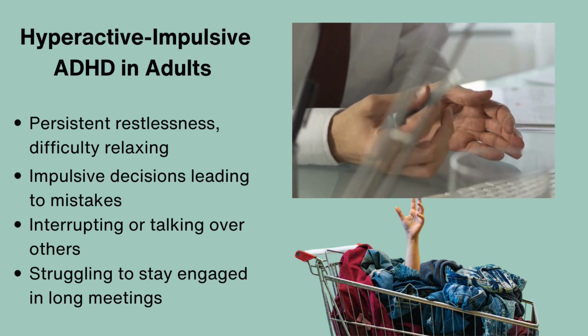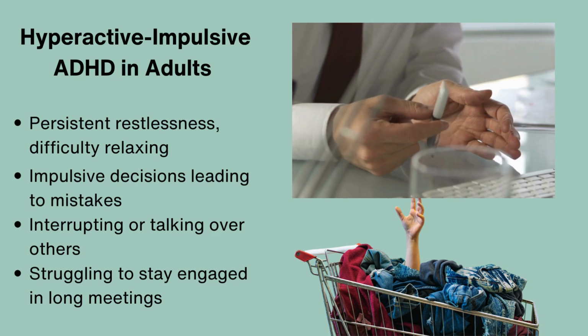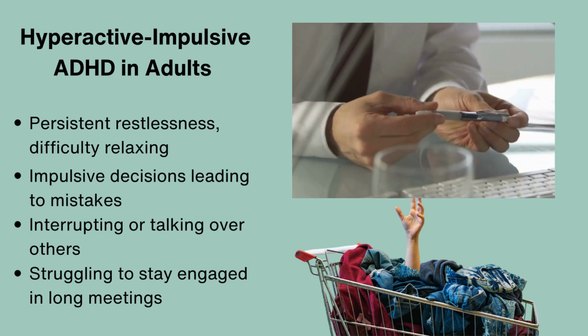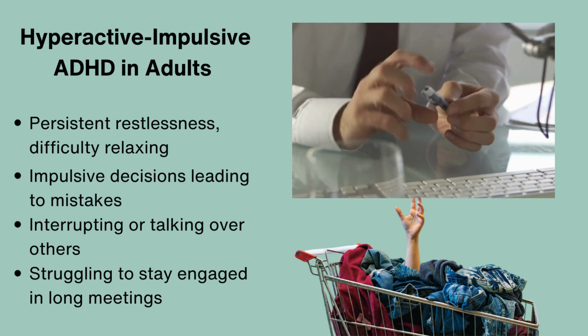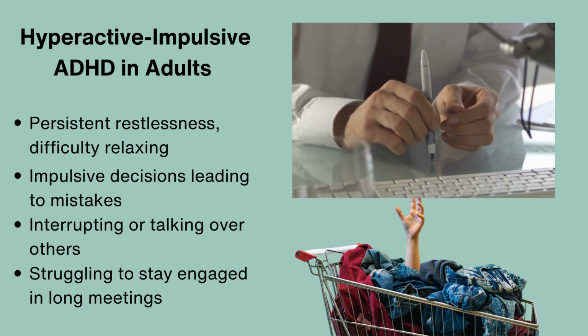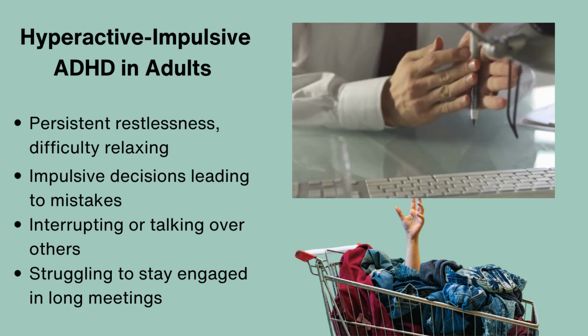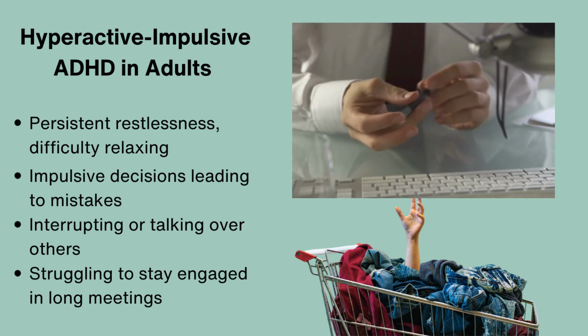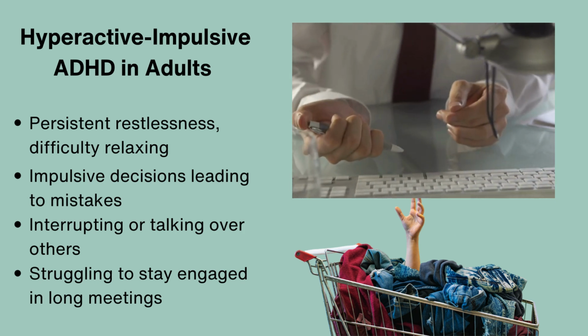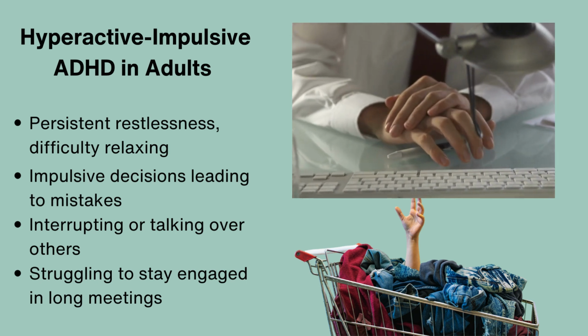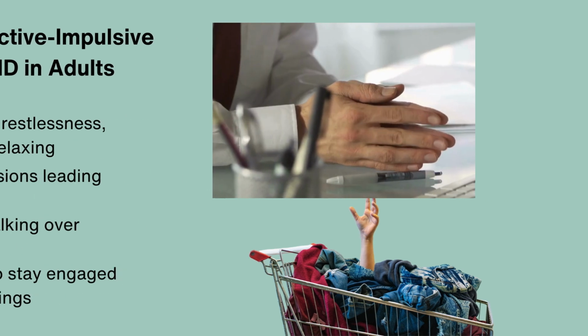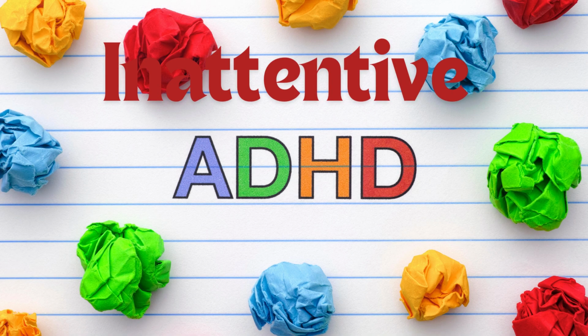It's important to note that while physical hyperactivity often, but not always, decreases with age, impulsivity and restlessness can still significantly impact adults. This might show up as impatience in situations that require waiting, a tendency to take risks without fully considering the consequences, or constant need to be busy, even at the expense of downtime, which is desperately needed.